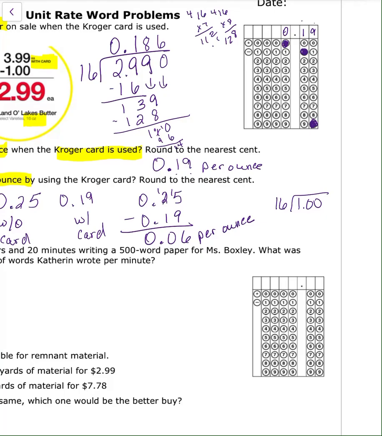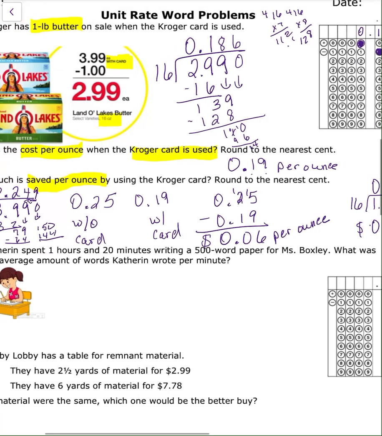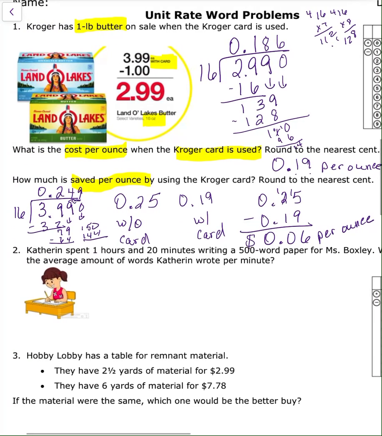So 1 divided by 16. Yep, sure is. It's 0.0625. And that 2 would leave that 6 a 6. So if we took how much we saved and divided it by 16, it would still give us the same. So a different way to solve that one. So that was cool. Okay, so unit rates are all about dividing.